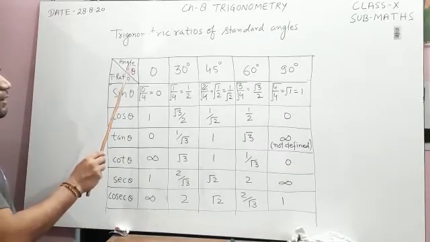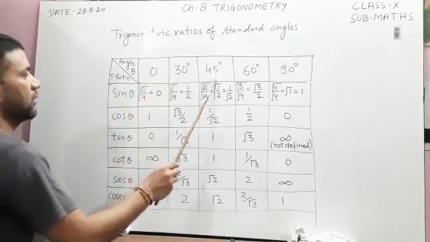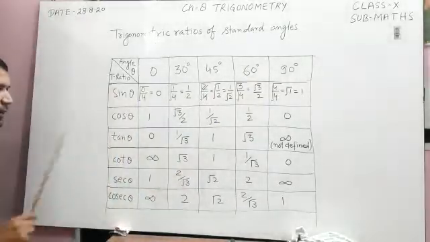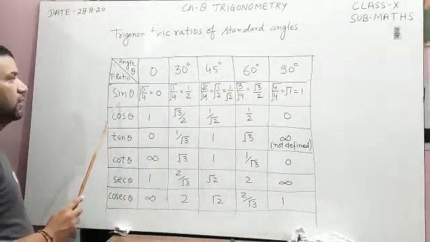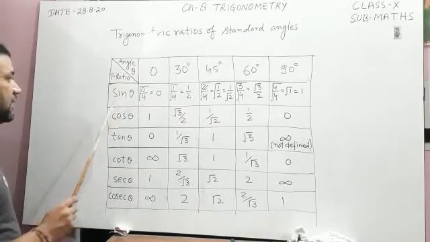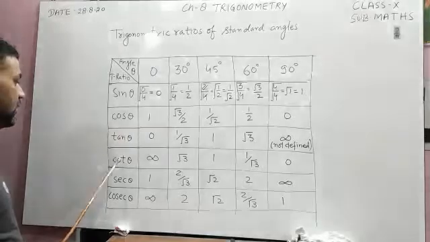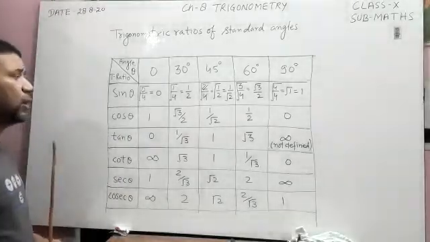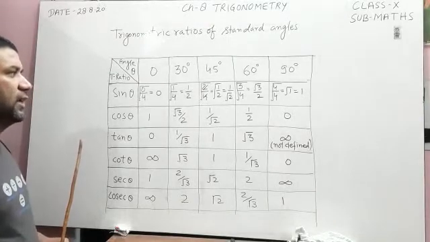Here we write the angle, that is 0 degree, 30 degree, 45 degree, 60 degree and 90 degree, and these are 6 trigonometric ratios. Since we indicate the angle by symbol theta: sine theta, cos theta, tan theta, cot theta, sec theta and cosec theta. Now, how do we find the values of these angles?